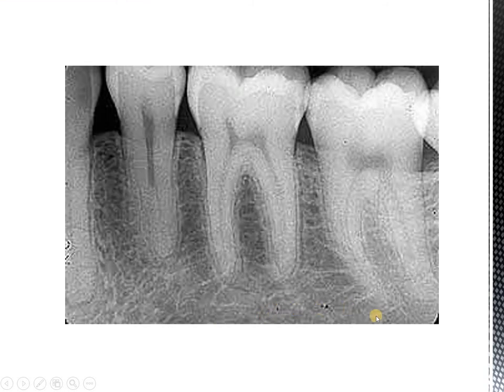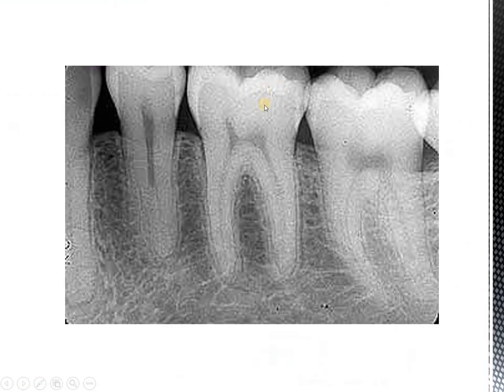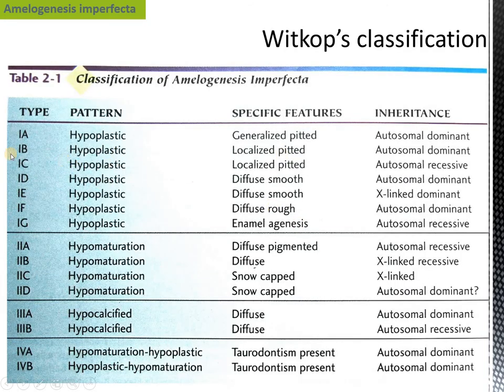So let's have a look at this particular radiograph. This is a normal radiograph where you can appreciate the enamel having very opaque appearance compared to the dentine and the cementum. The pulp is radiolucent in appearance. But in cases of any of these hypoplastic, hypomaturative, or hypocalcified structure, this delineation between the enamel and the dentine will be lost. As you can see here, there are different types of amelogenesis imperfecta: the hypoplastic type, hypomaturation type, hypocalcified type, and a combination, which can have various modes of inheritance.